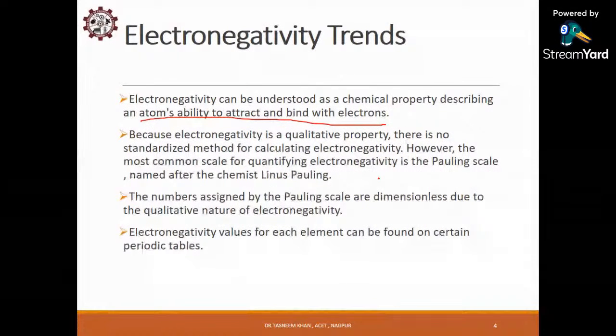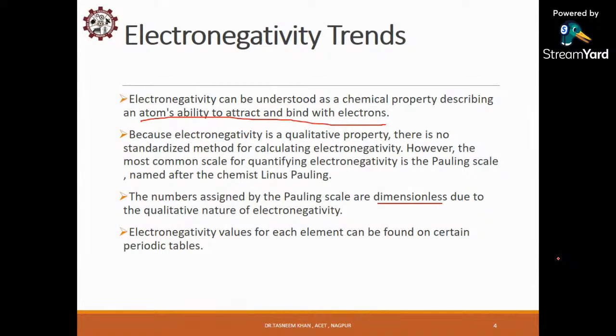Not talking about this Pauling scale in detail, but you should know who has given the values for electronegativity for each individual atom. The numbers assigned by the Pauling scale are dimensionless due to the qualitative nature of electronegativity. So electronegativity values for each element can be found on certain periodic tables. Not every periodic table mentions them, but there are certain periodic tables where they mention the values of electronegativity as well.